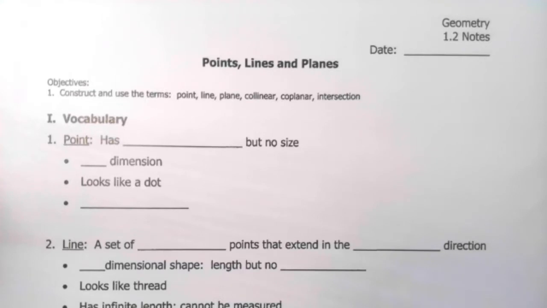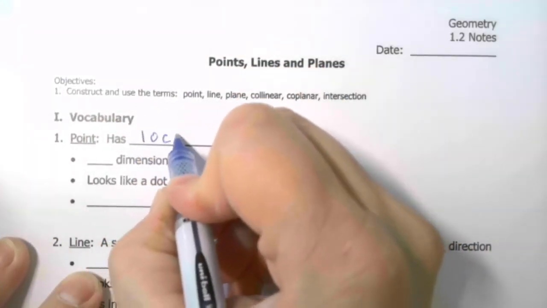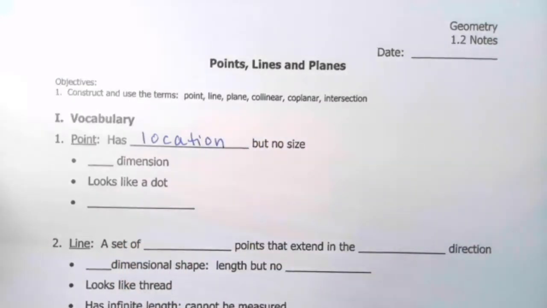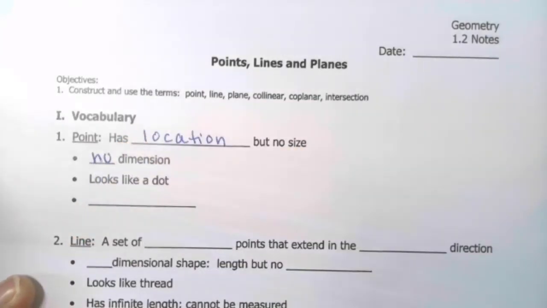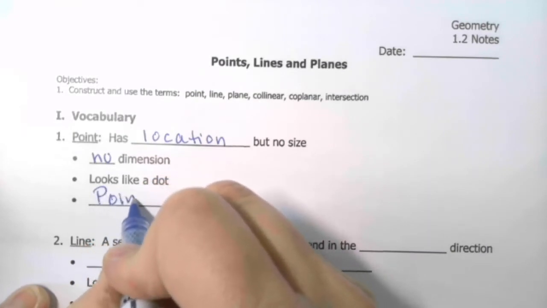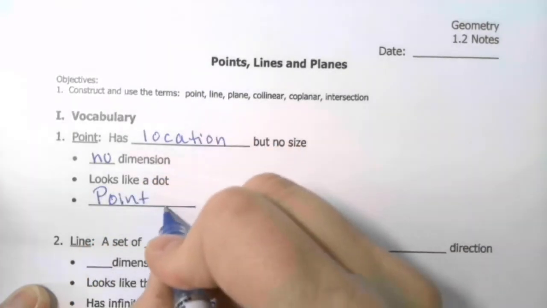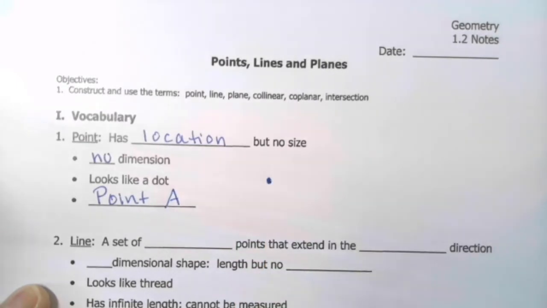All right, so the first term we have is a point. A point has location, but no size. You can't measure it, so we say that a point has no dimension. It does look like a dot, and you label it with a capital letter. So when you see it on a drawing, it will be a dot with a capital A. That's a point. All it does is give you a location where things are.